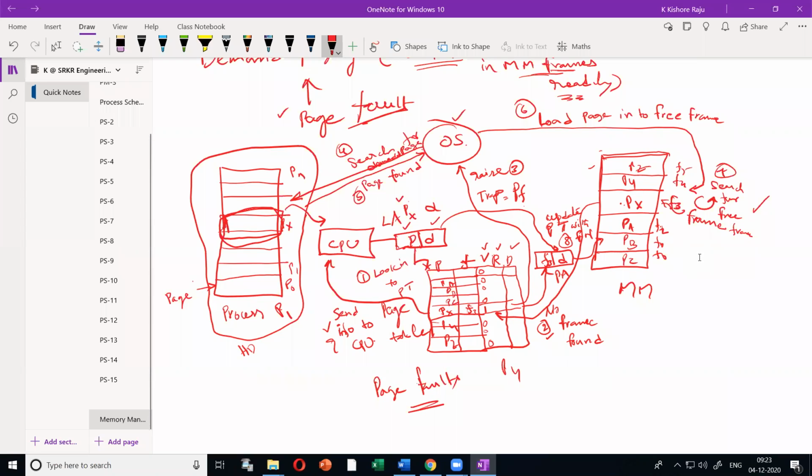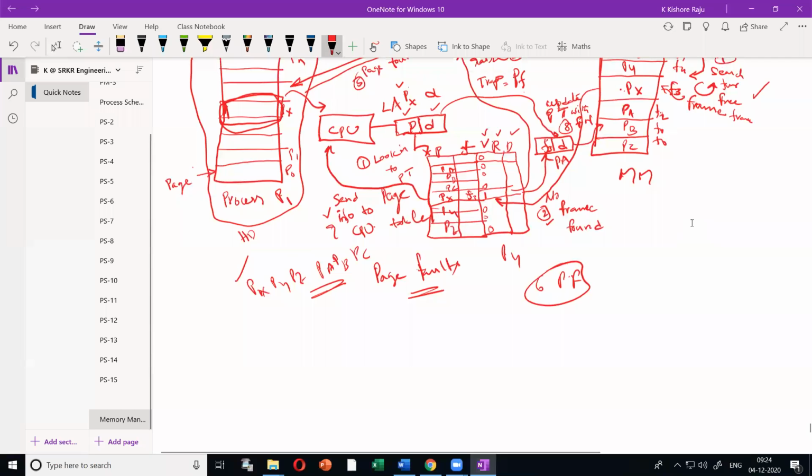In total, 6 page faults occurred, because initially all the frames in the main memory were free. So I requested a number of pages: first px, py, pz, then PA, PB, PC. No problem. All the pages belong to this particular process. Because all the frames were available, I loaded all the pages. Page faults were raised, and the page fault handling loaded all the requested pages into the main memory frames.